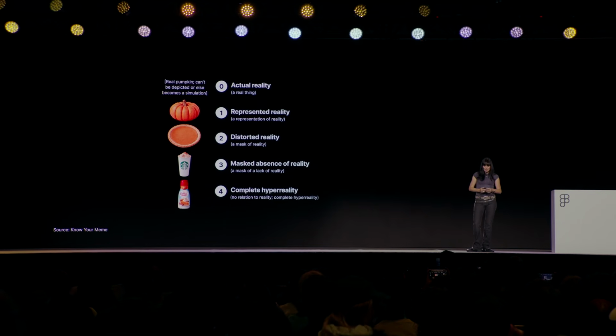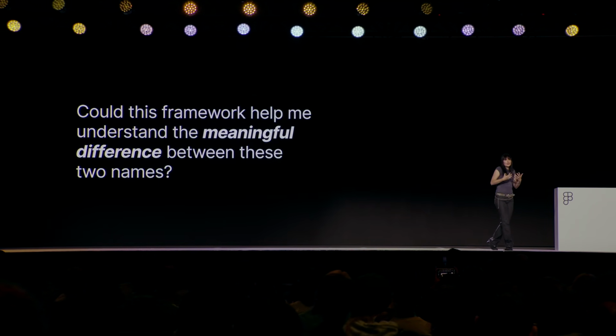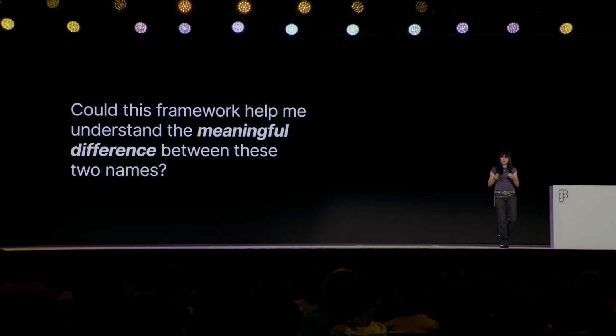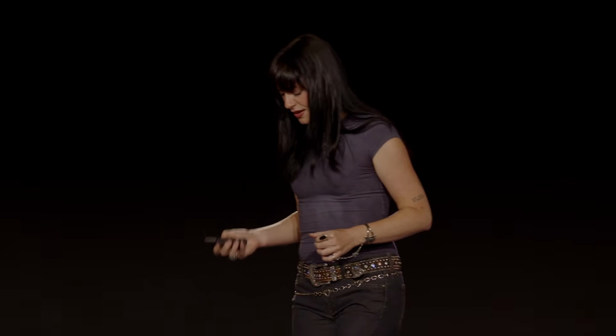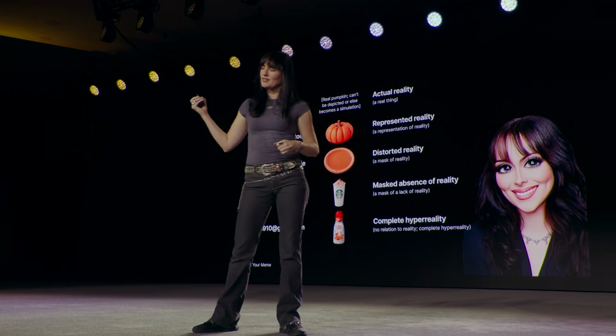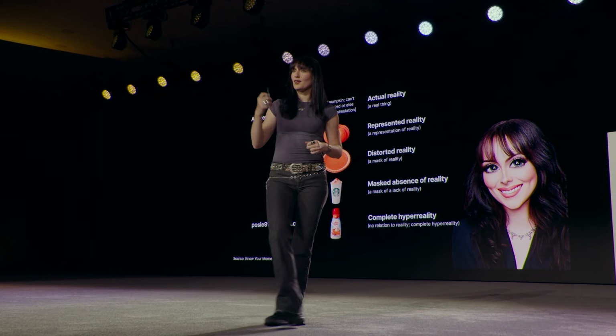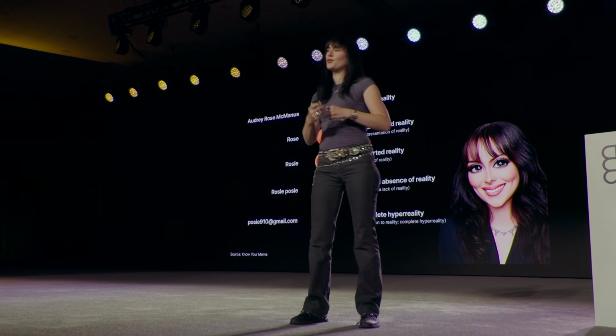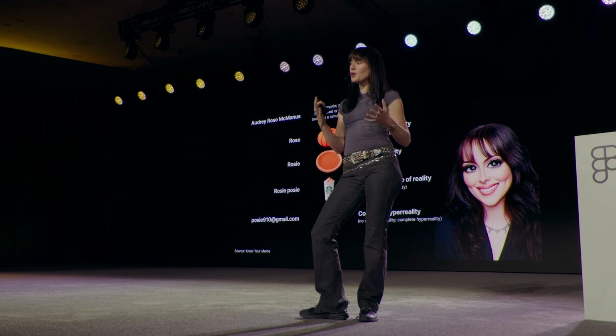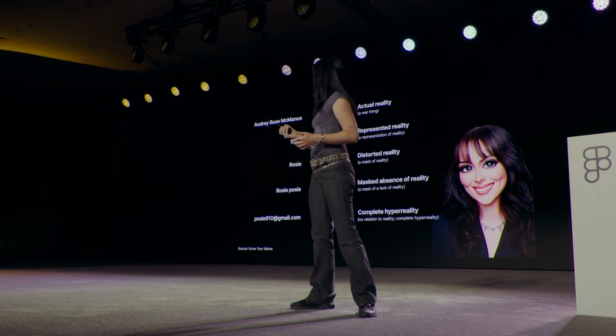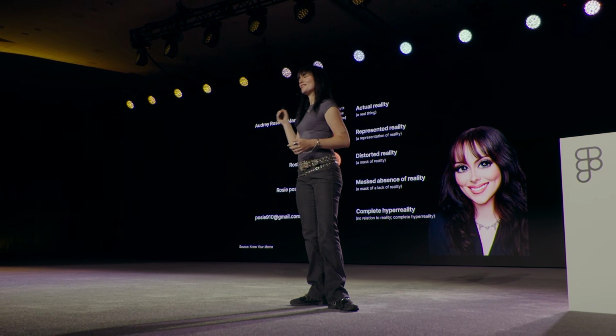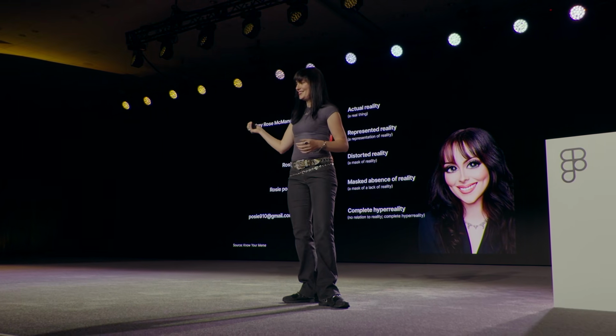So if my username is like a simulation of my name, could this entire framework help me understand the meaningful difference between these two data fields? I thought about another example from my own life. My Gmail account that I made when I was 12 years old. My actual given name is the reality. I go by Rose. That gets nicknamed Rosie, idiomatically Rosie Posey, and that became posey910@gmail.com. And I still have this account today.